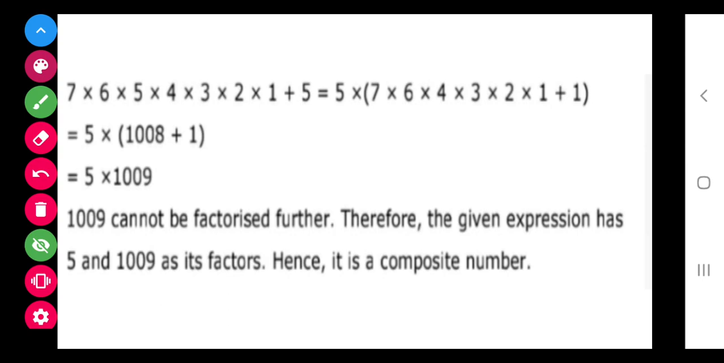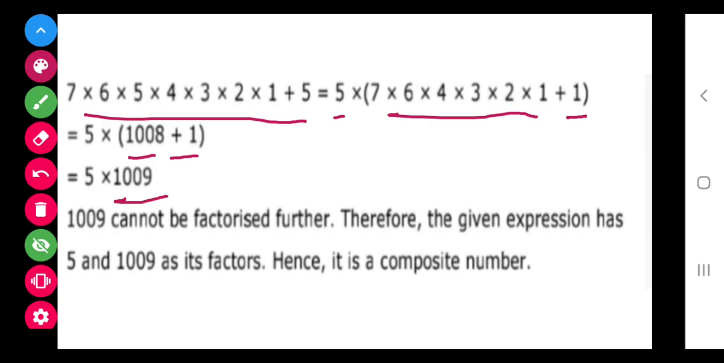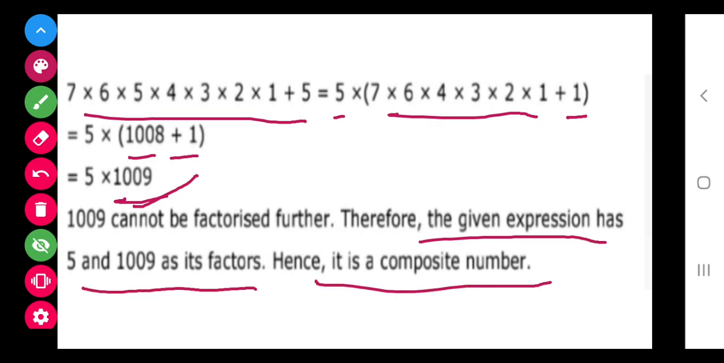Same with this number also, this one number. Again they have taken 5 common from this. इनको multiply किया 108 plus 1, 1008 1009, और ये further factorize नहीं हो सकता. So the given expression has 5 as a factor, so again it is a composite number. So this is the way we find the composite number.